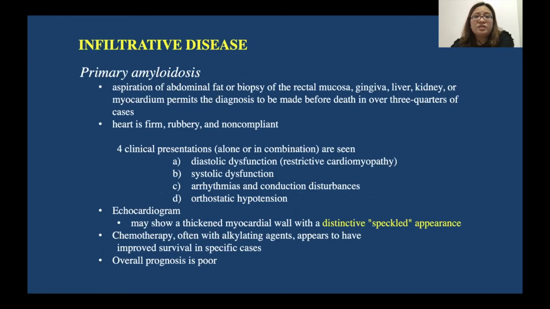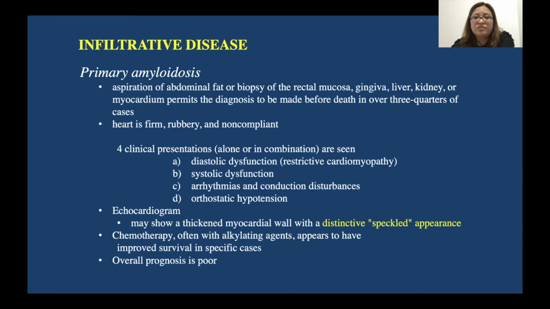So for infiltrative diseases, meaning the infiltration in between the myocytes, this includes primary amyloidosis. It is diagnosed by aspiration of abdominal fat or biopsy of the rectal mucosa, gingiva, liver, kidney, or myocardium, which can be made before death in over 3/4 of cases. The heart is typically firm, rubbery, and non-compliant. So there are four clinical presentations.